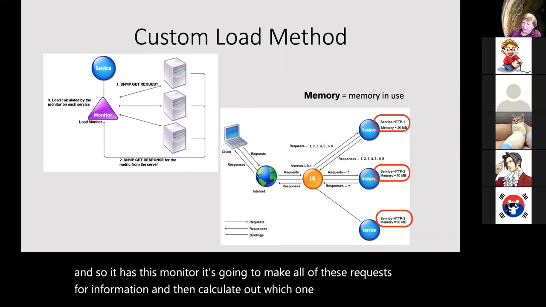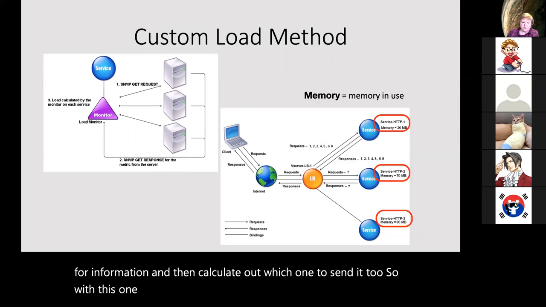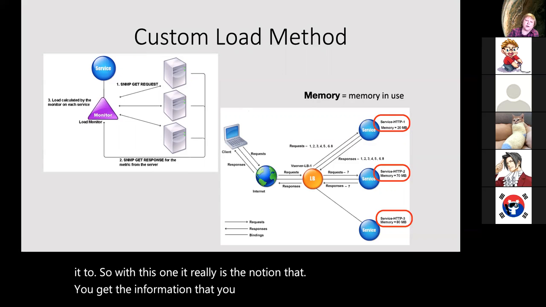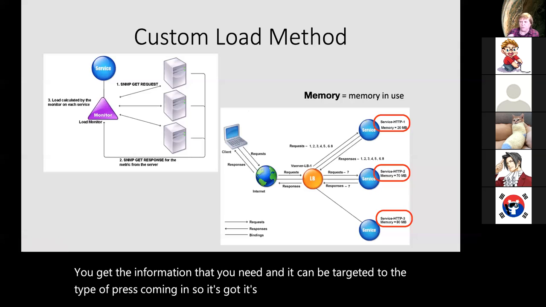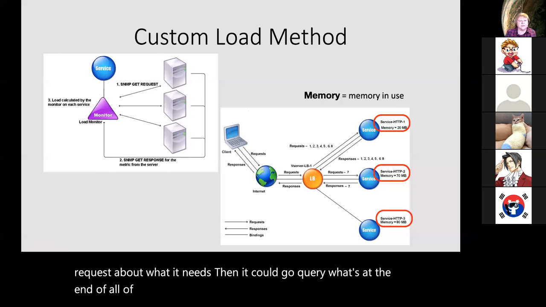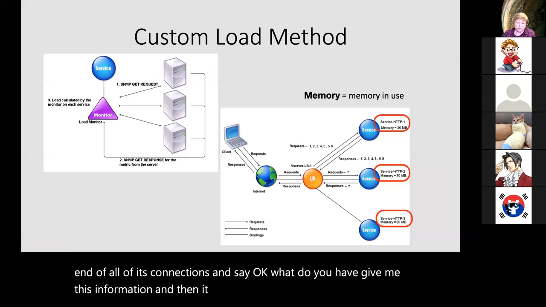With this one, you get the information that you need, and it can be targeted to the type of request coming in. If it has information from the request about what it needs, it can query what's at the end of all its connections, asking what they have, and then use that to distribute the load.